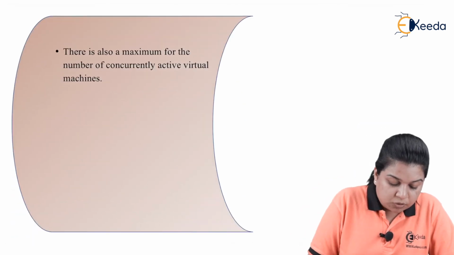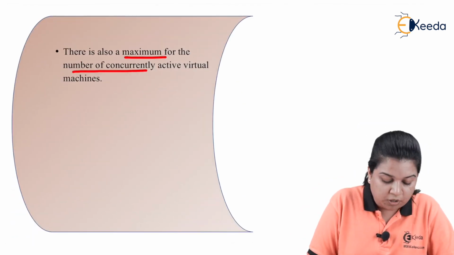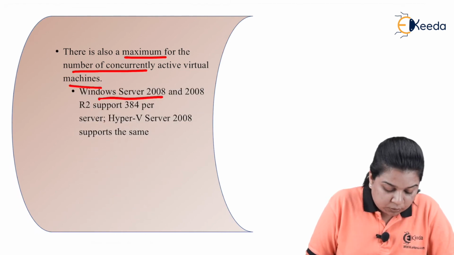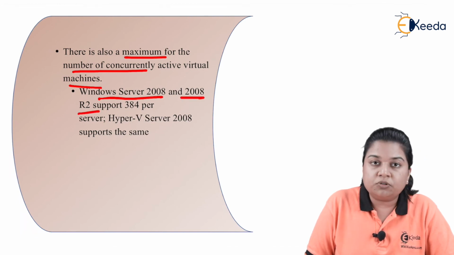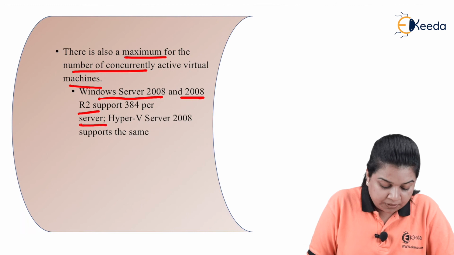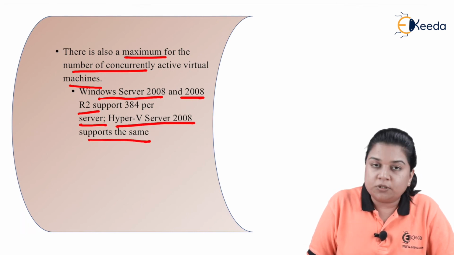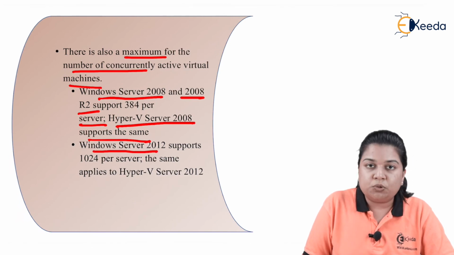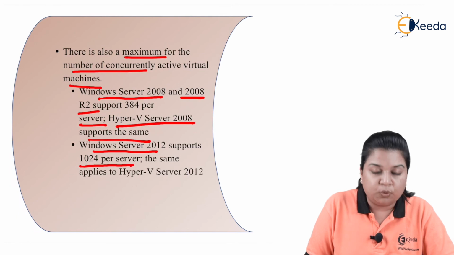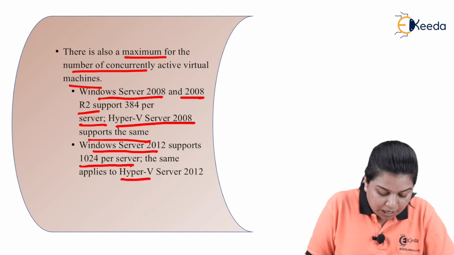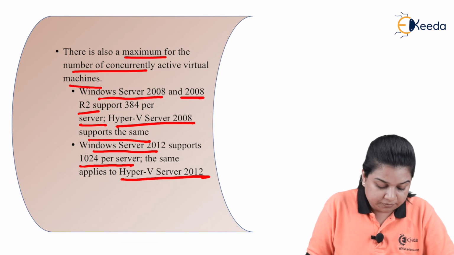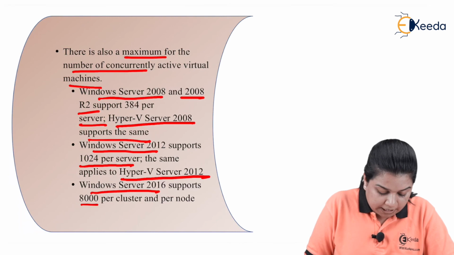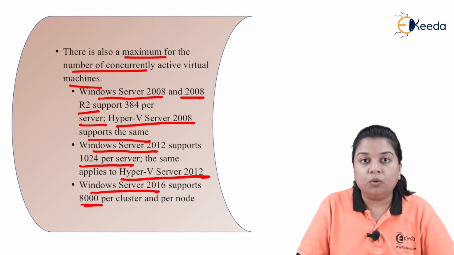Some others: there is also a maximum for the number of concurrently active virtual machines. Windows Server 2008 and 2008 R2 support 384 per server. Hyper-V Server 2008 supports the same amount. Windows Server 2012 supports 1024 per server. The same applies to Hyper-V Server 2012. Windows Server 2016 supports 8000 per cluster and per node.